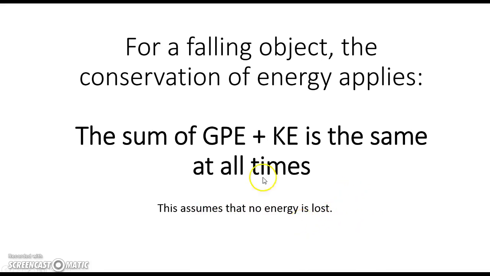So in problems like this, we can apply the conservation of energy. Energy cannot be created or destroyed. It can only be converted from one form to another. So in this type of problem, we express it in terms of this statement, which says that the sum of gravitational potential energy plus kinetic energy is the same at all times.